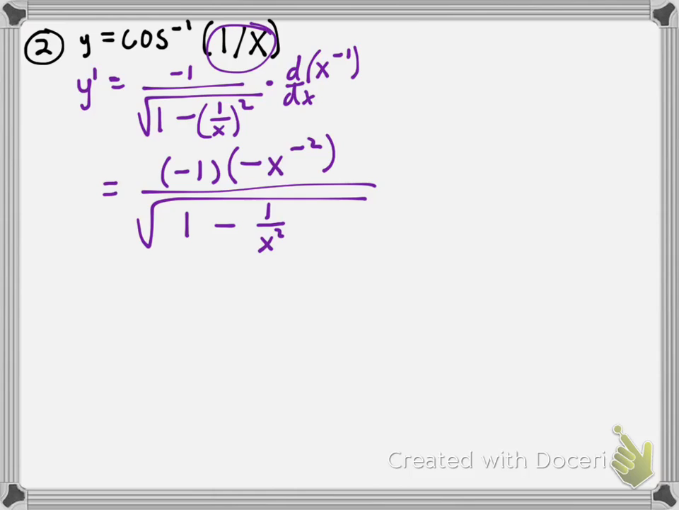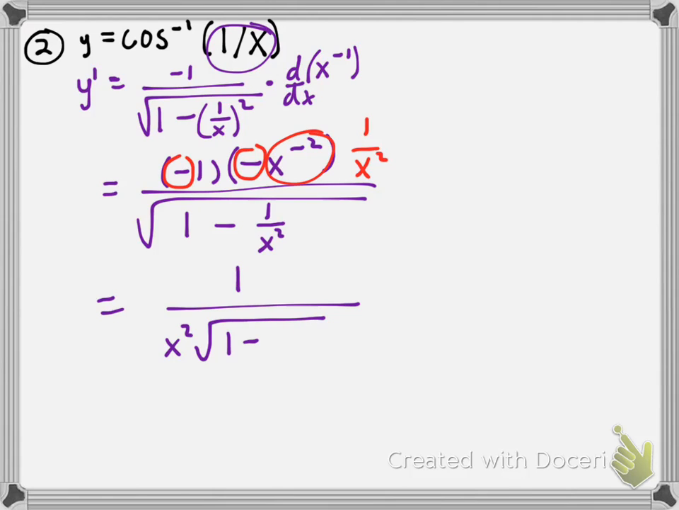And I suppose we could clean that up a little bit, noticing here that we have a negative times a negative. That's going to be a positive. And this x to the negative 2 right here is 1 over x squared. So let's see, what would be the best way to write that? Maybe like this: 1 over x squared times the square root of 1 minus 1 over x squared. It's probably a really good way.